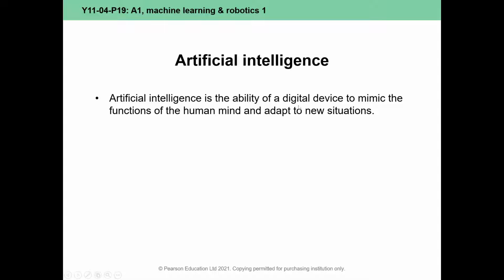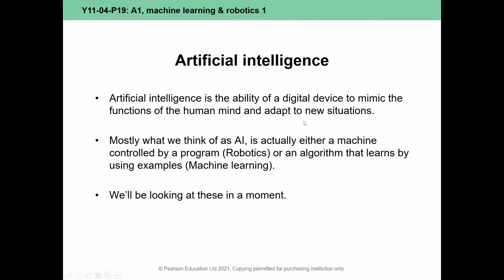So this is our definition then. It's the ability of a digital device, so that's not biological, it's controlled with something that uses binary, to mimic the functions of the human mind, the idea of consciousness, of making decisions so that it can adapt and learn. It's not just decision making, it's more than that. It's not an if statement. It's the ability to adapt to new situations.